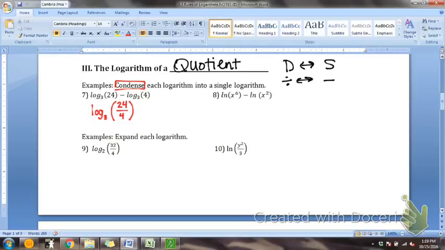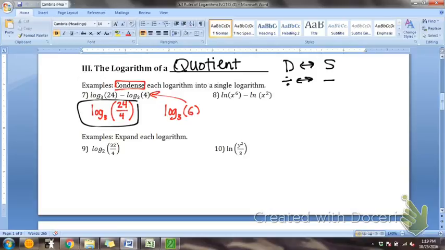It does reduce, but I want you to leave it as 24 over 4, because if you have to go back into the other form and expansion, and you only have log 3 of 6, how are you supposed to get back to this, right? Was that 30 divided by 5 to make 6? Was that 60 divided by 6 or 10 to make 6? So I'd like you to just leave it as this.